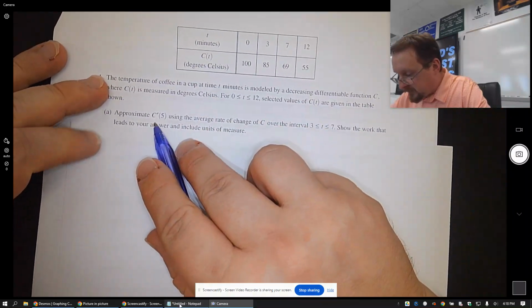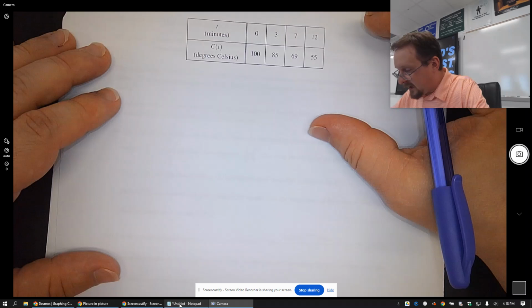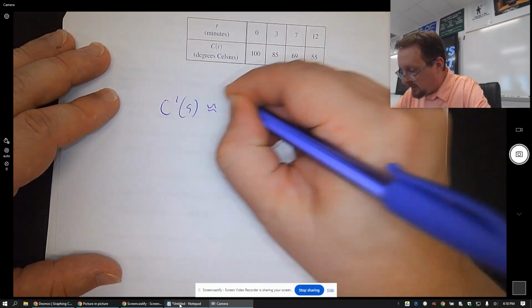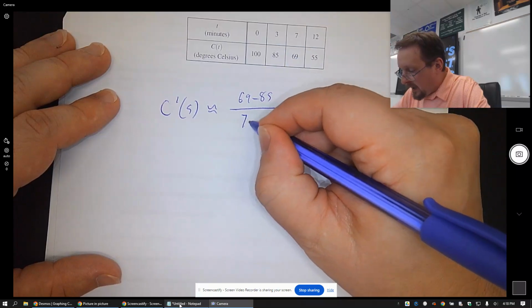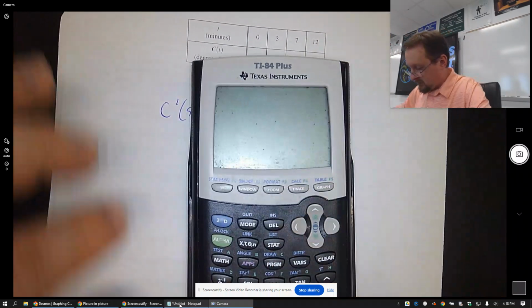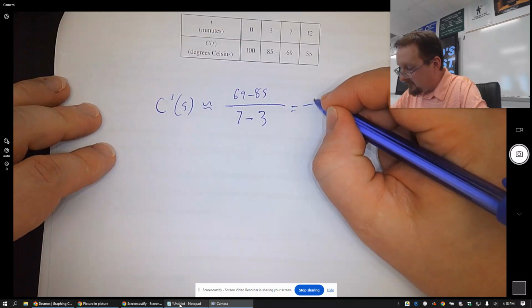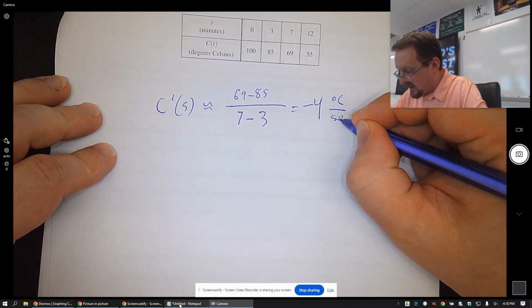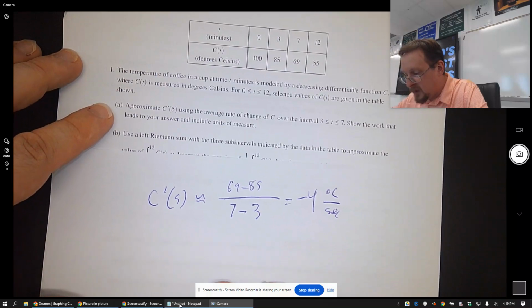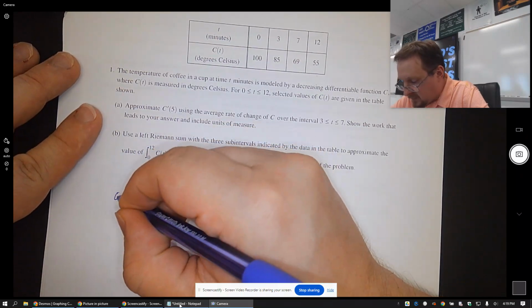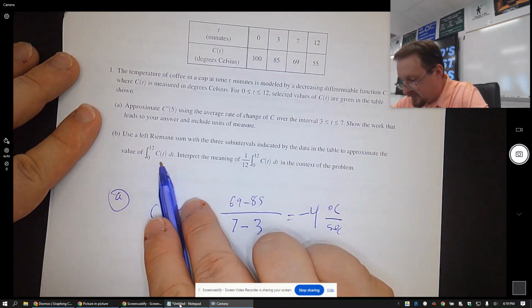Okay, approximate the derivative of C at 5 using this little interval right here. This is the yes-calculator part. So C prime at 5 is approximately (y2 minus y1) over (x2 minus x1), and so that's 69 minus 85 over the interval. So it's negative 4 degrees Celsius per second. Does it say to include the units? Yes. Show the work that leads to your answer and include units of measure. Use a left Riemann sum with 3 subintervals indicated by the data to approximate this value right here.